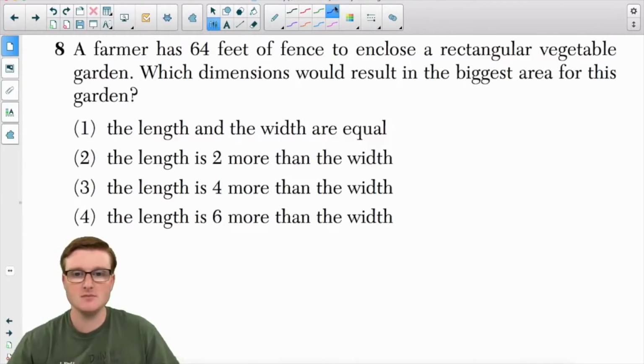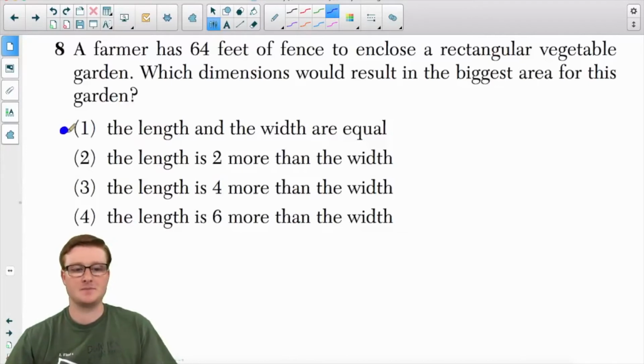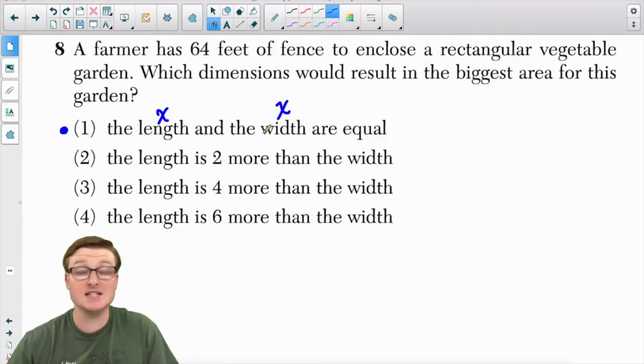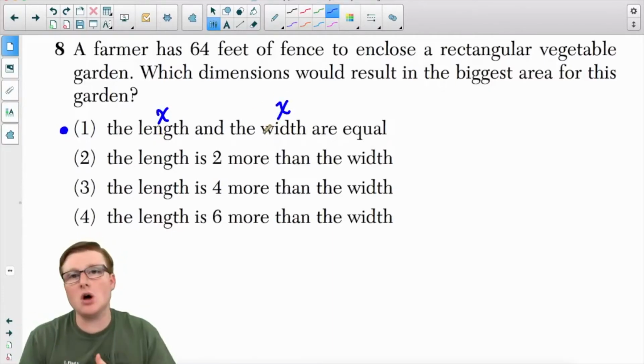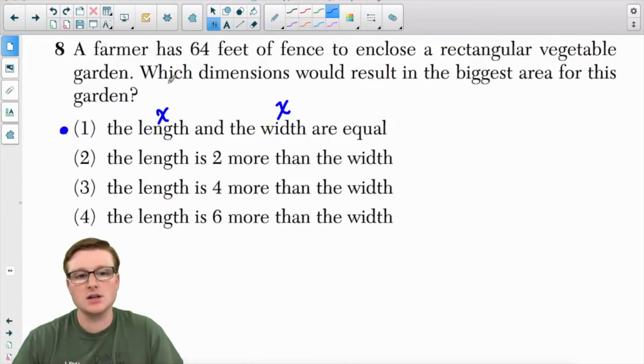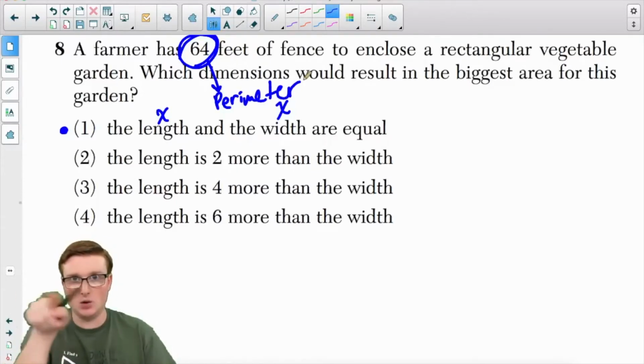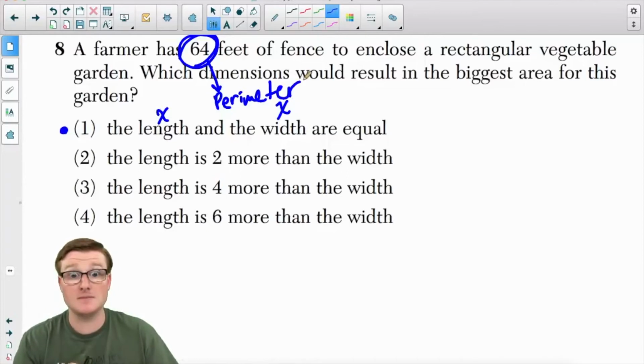Okay. Let's take a look at choice 1. The length and the width are equal. That means that the length is x and the width is x. I don't know what the length and the width are, so I call those x. A farmer has 64 feet of fence to use. That 64 is represented by perimeter. Perimeter is the addition of all the sides of a figure.